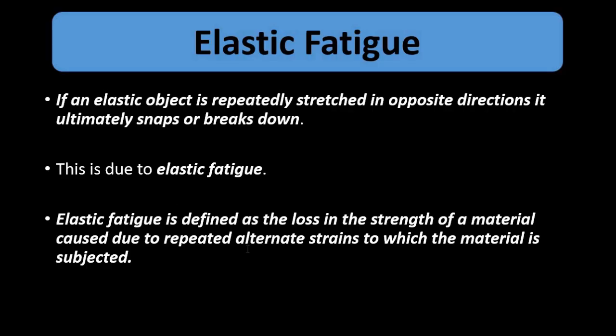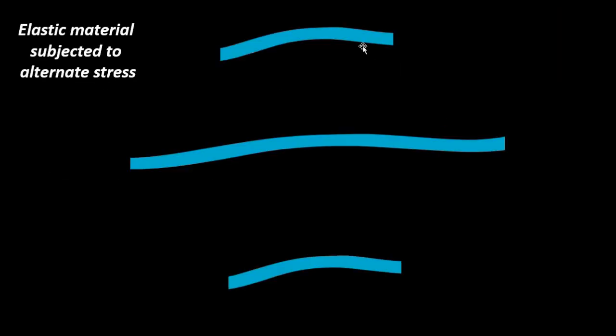This breaking down of the material when subjected to alternate stress in opposite directions, resulting in alternate strain, is called elastic fatigue. Let's say we have a material. First we stretch it in this direction, then again we stretch it in the opposite direction, then again in the opposite direction. It results in alternate stress and strain, and finally the material snaps, it breaks down.